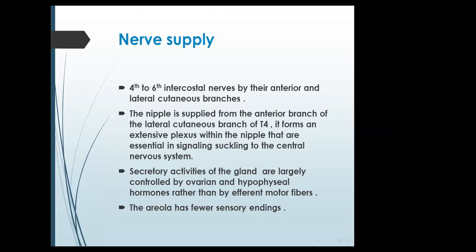Now the nerve supply. The fourth to sixth intercostal nerves supply the breast by their anterior and lateral cutaneous branches. The nipple is supplied from the anterior branch of the lateral cutaneous branch of T4. It forms an extensive plexus within the nipple that is essential in signaling to the central nervous system. Secretory activities of the gland are largely controlled by ovarian and hypophyseal hormones rather than by efferent motor fibers. The areola has sensory endings.